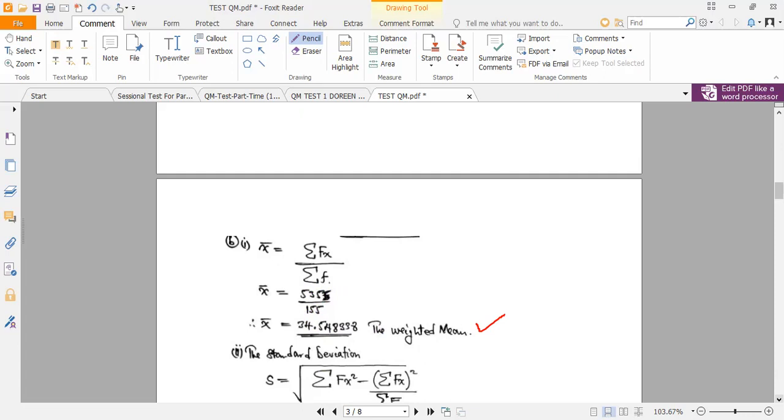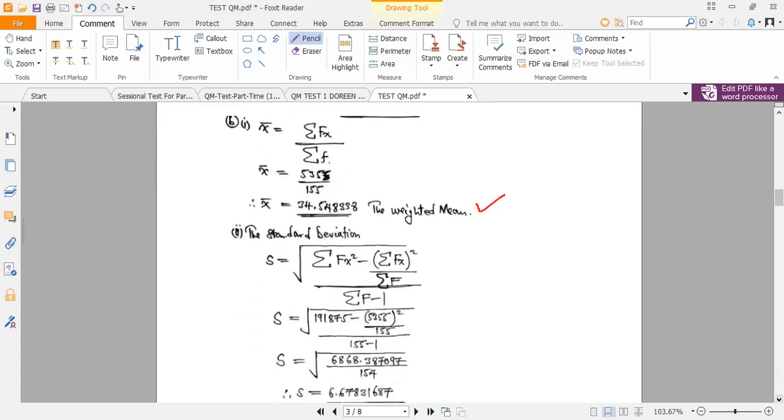Then how do we find the variance? How do we find the standard deviation? So the standard deviation is the square root of the variance, and the variance is summation of fx to the power 2, minus summation of f x all squared over summation of f, everything over summation of f minus 1. So we had summation of fx squared 191,875, then summation of fx 5357 squared over summation of f 155, everything over 155 minus 1.